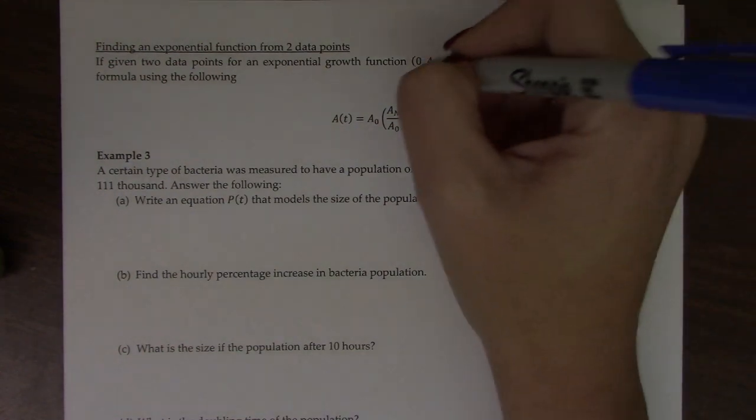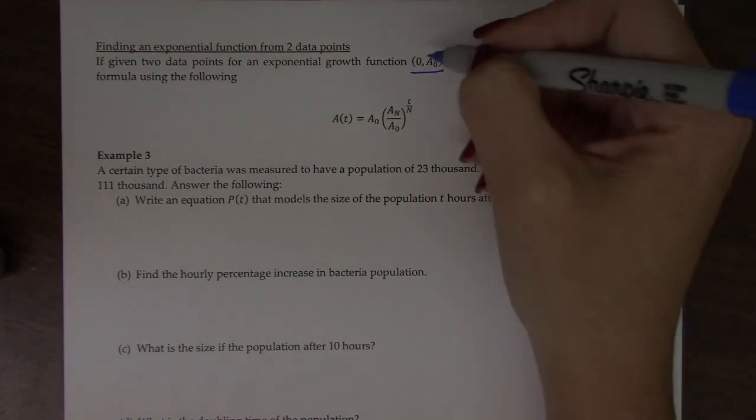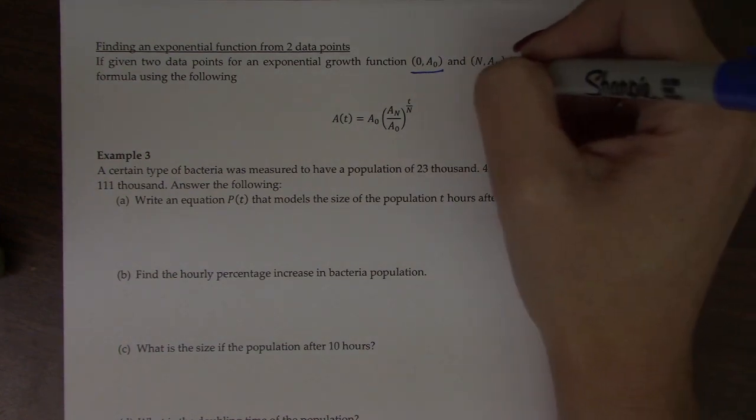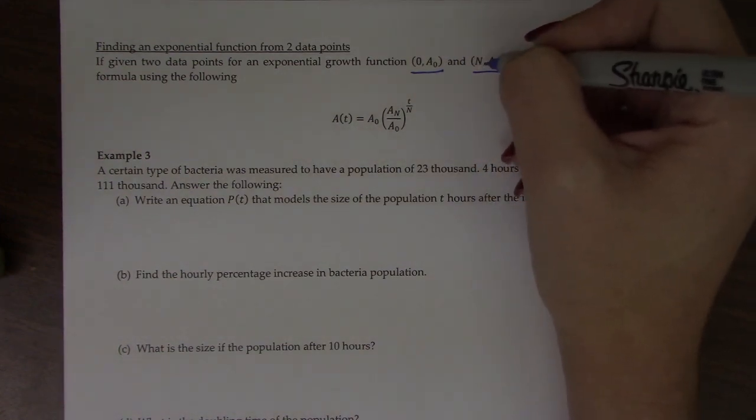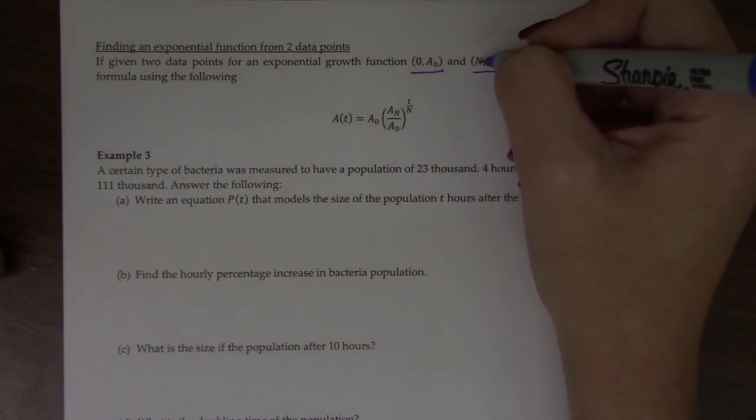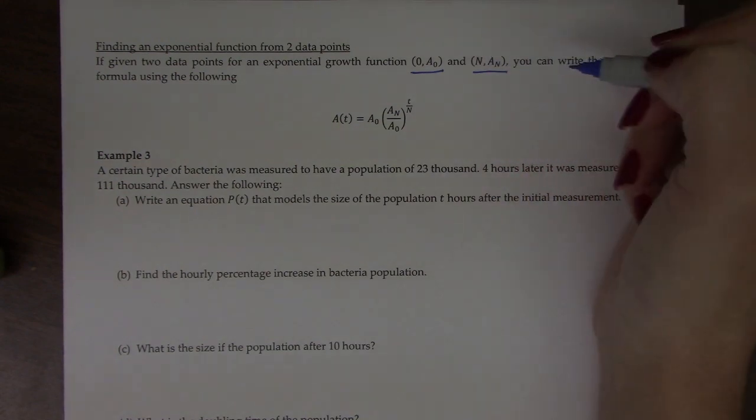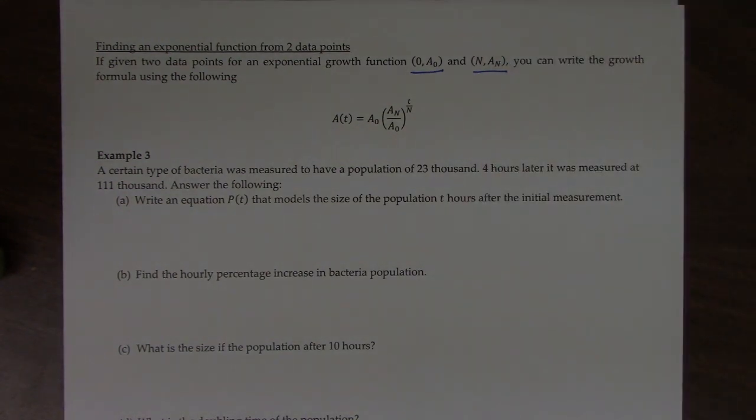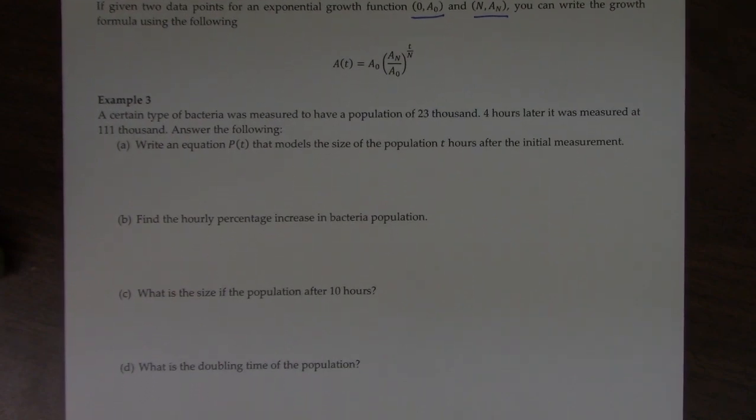So if you look at the 2 points, 0 is at time 0 in the initial amount in the account. N is some unknown number of years later, or in this case a known number of years later, and then the amount in the account at that time. So let's see how we would actually work with this.